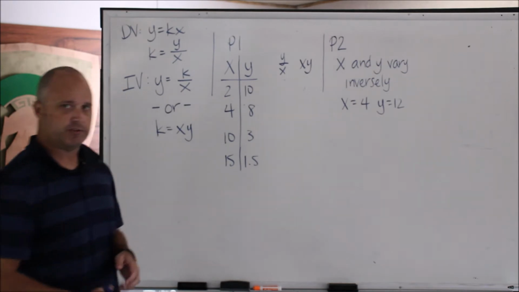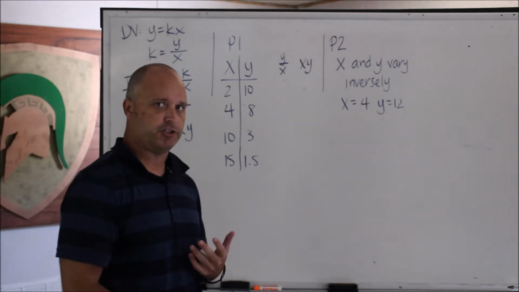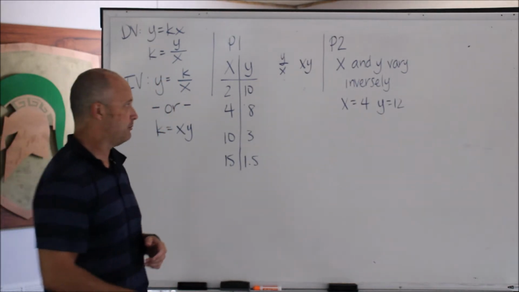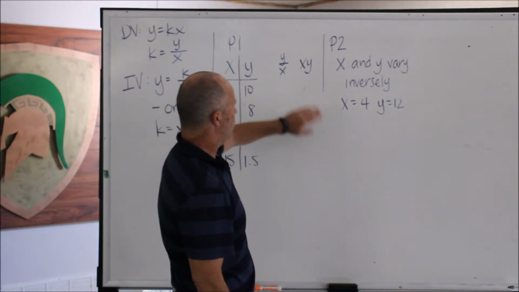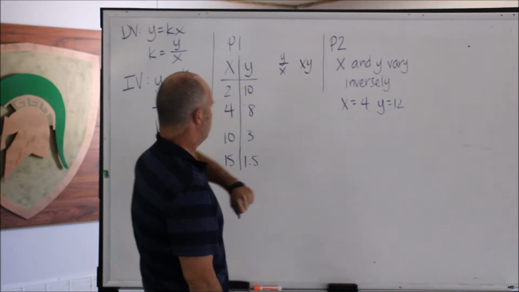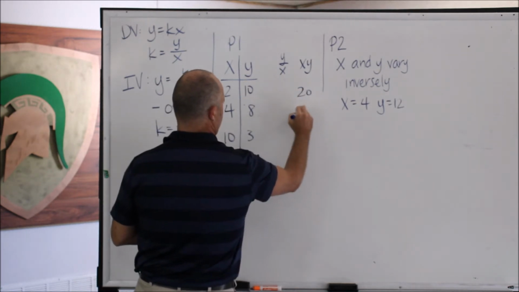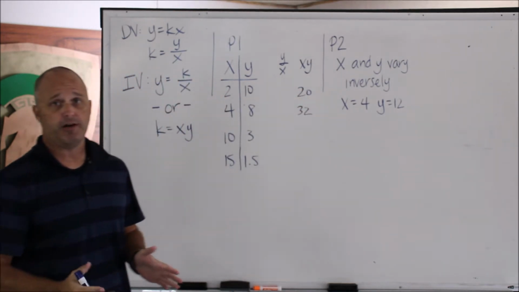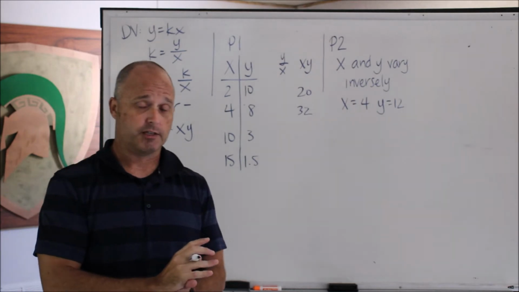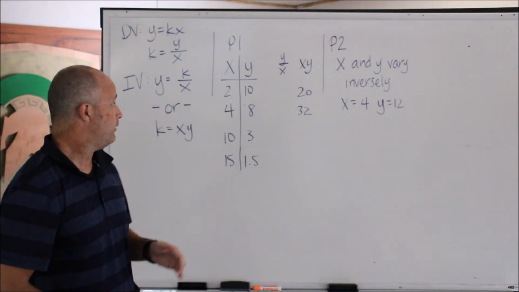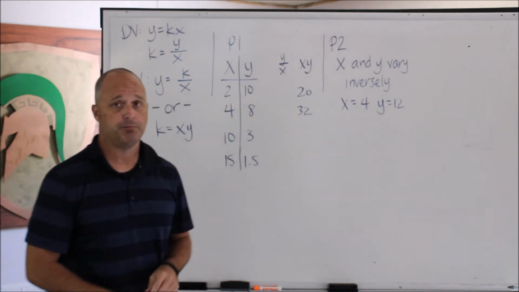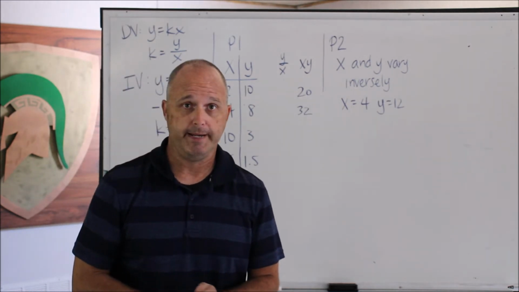So what it wants us to do is test and see if this has an inverse relationship. So we're not going to worry about y over x, we're only going to move on to x times y. 2 times 10 is 20, 4 times 8 is 32. You can stop right there because we can see that the k value is not the same, which means that we are not going to have an inverse relationship for problem number 1b.